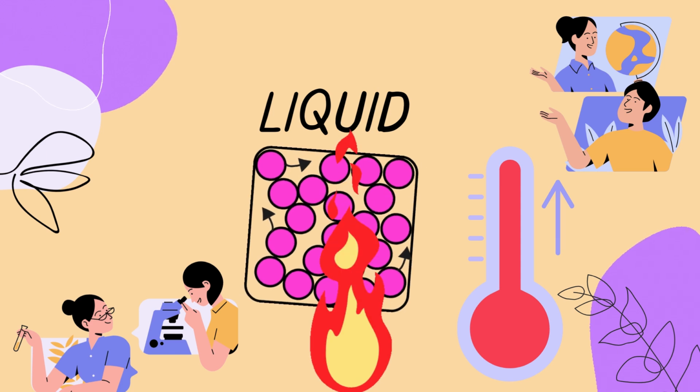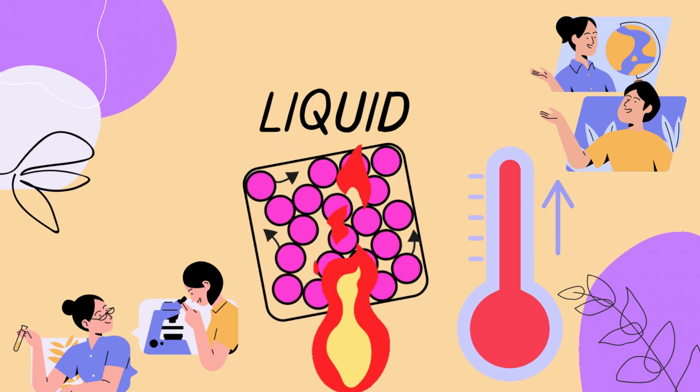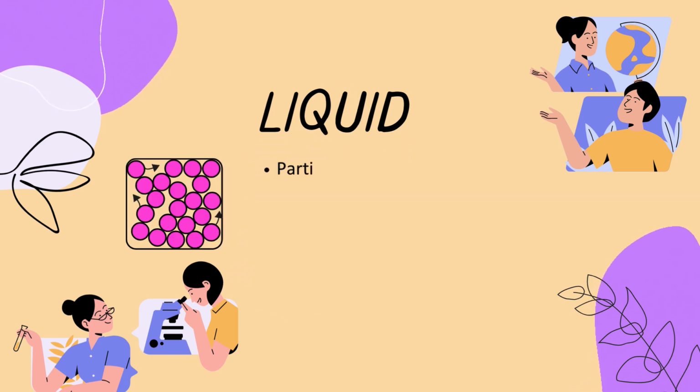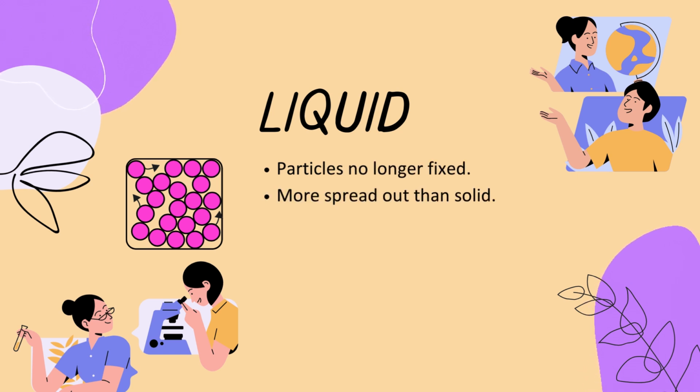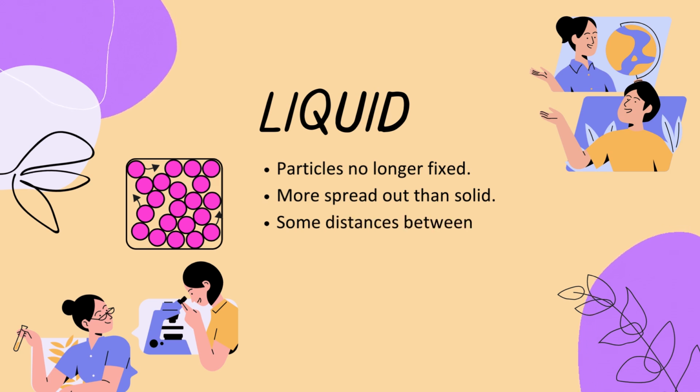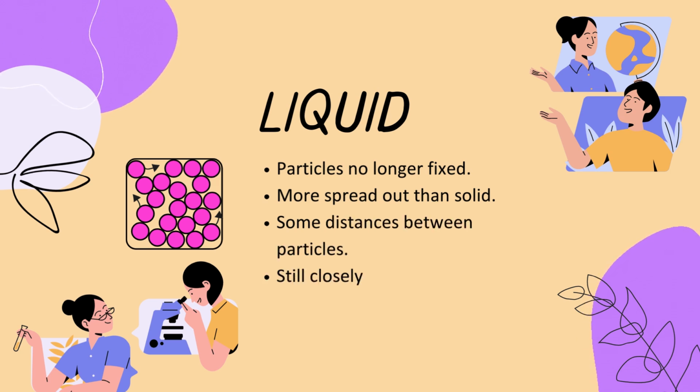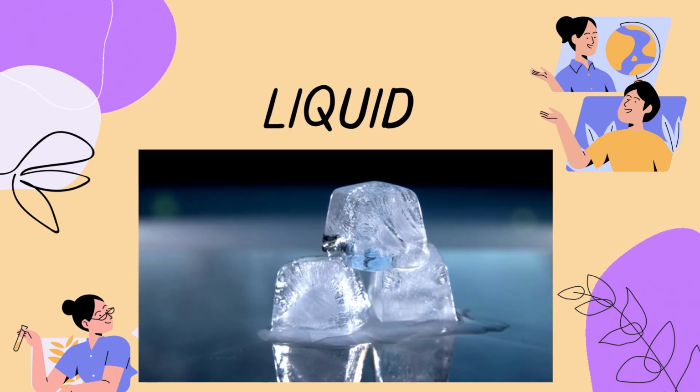Imagine heating up an ice cube. The fire increases the temperature around the ice. As the ice melts, the particles are no longer fixed in place, but move around more freely. They collide with each other and the walls of their container. Although they are more spread out than in solids, the particles in a liquid are still relatively close together. This is how ice melts and turns into water.